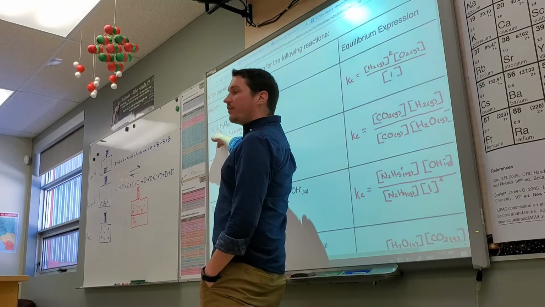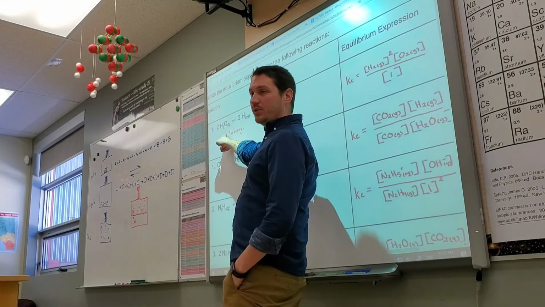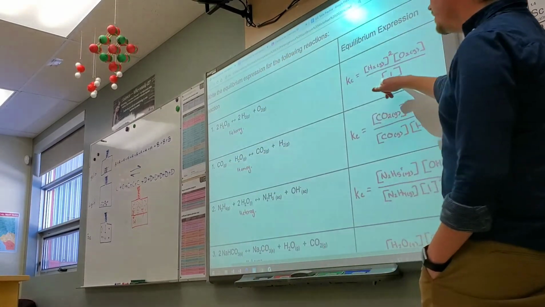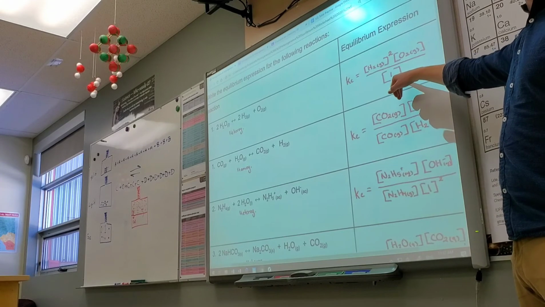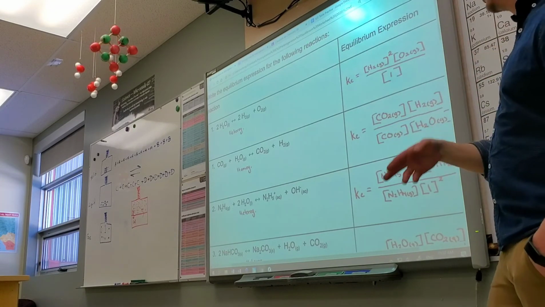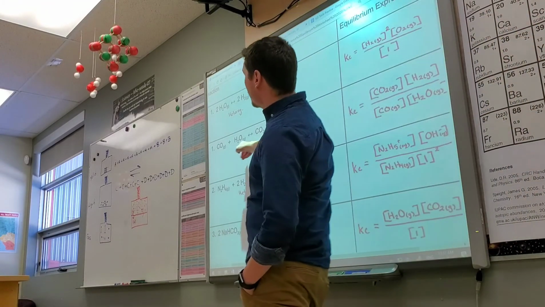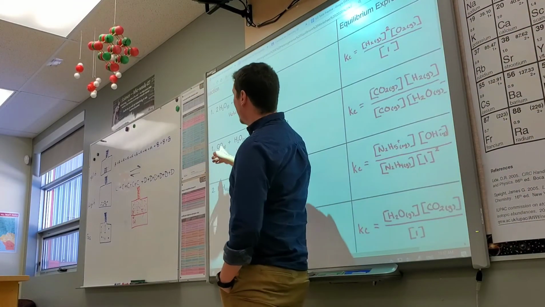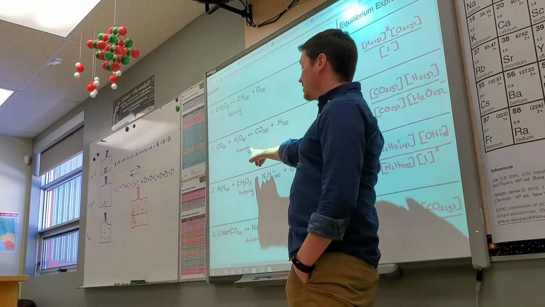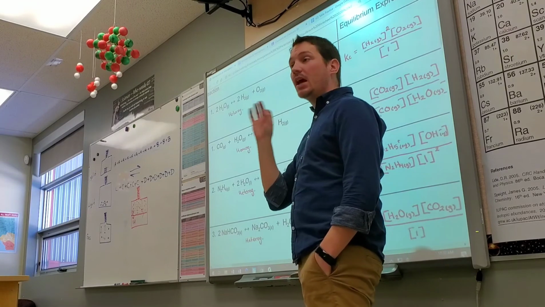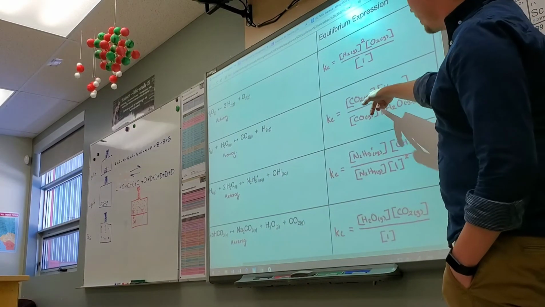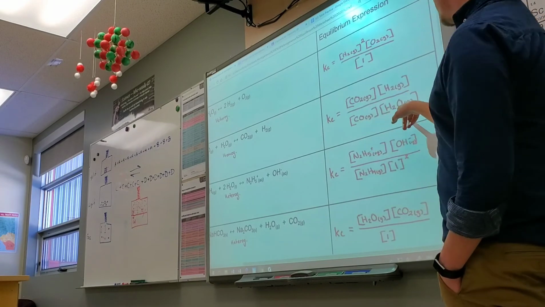In that first reaction, is there anything we're not allowed to put in our Kc expression? H2O. Yeah, H2O. So you can either leave it out or put the number 1. It's perfectly fine if you do either, as long as you're aware. For the second one, is there anything we're allowed to leave out? No, because it's homogeneous. Anytime you see a homogeneous reaction, you have to use every single one of them. Carbon dioxide and hydrogen and carbon monoxide and water.